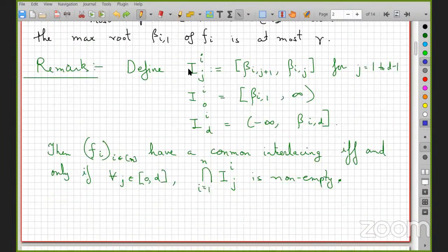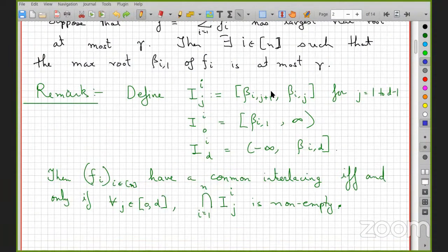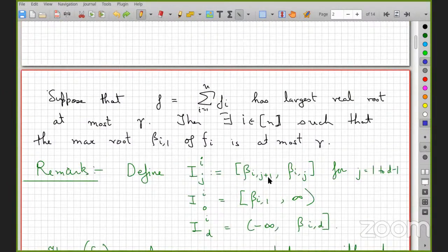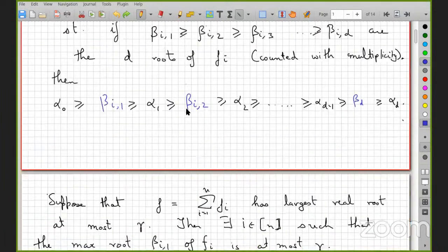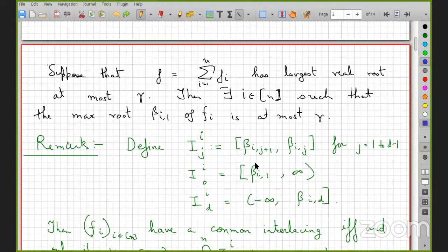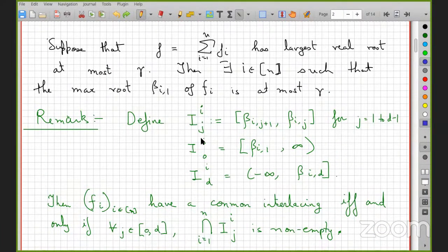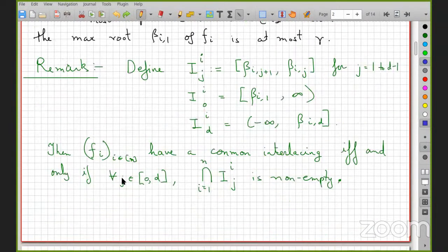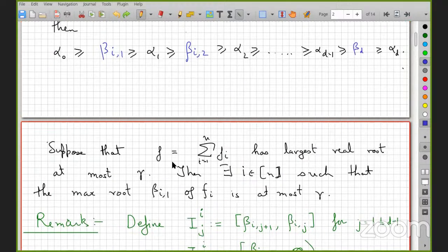Another way of defining this interlacing is the following: you just define the root interval. So you have the sequence of alphas, and you define the jth interval as the interval between the jth entry and the j plus 1th entry. Of course, at the boundaries you define everything from minus infinity to the first one, and so on. Then they have a common interlacing if and only if for every j between 0 and d, the corresponding intervals for each of the polynomials have a non-empty intersection. It is easy to see that it's the same thing.